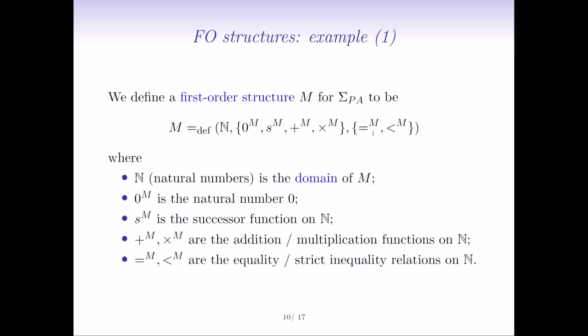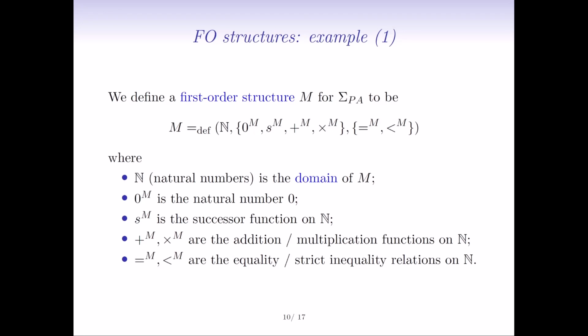And finally, we have 2 predicate symbols, equals and less than. They both have arity 2, that is, they're binary symbols, so they have to be interpreted as binary relations on the natural numbers. And so I'm going to interpret these as the equality and strict inequality relations on the natural numbers, respectively. So in this structure, I've just taken the language, I've set the domain to be the set of natural numbers, and then I've just given all the symbols their standard interpretations, although I could have chosen to interpret them in a different way.